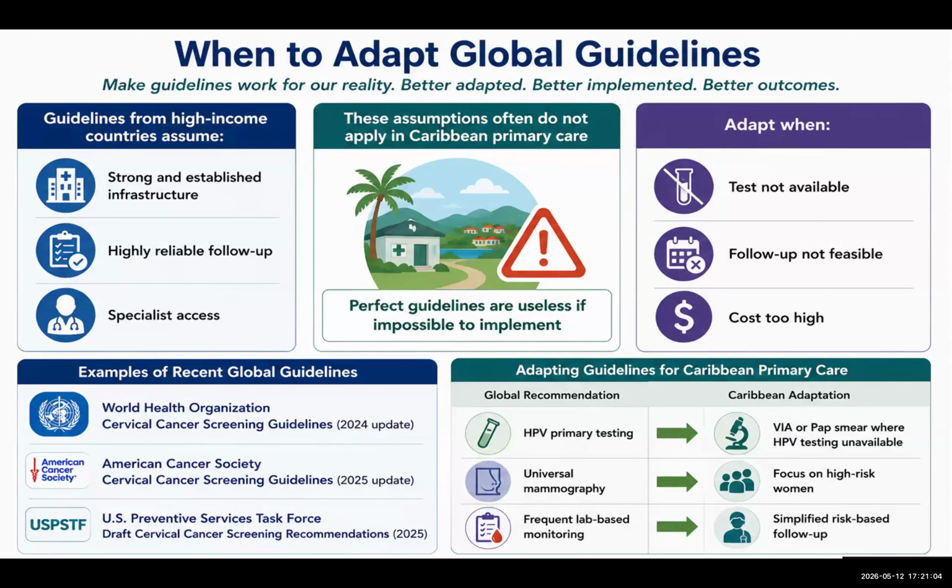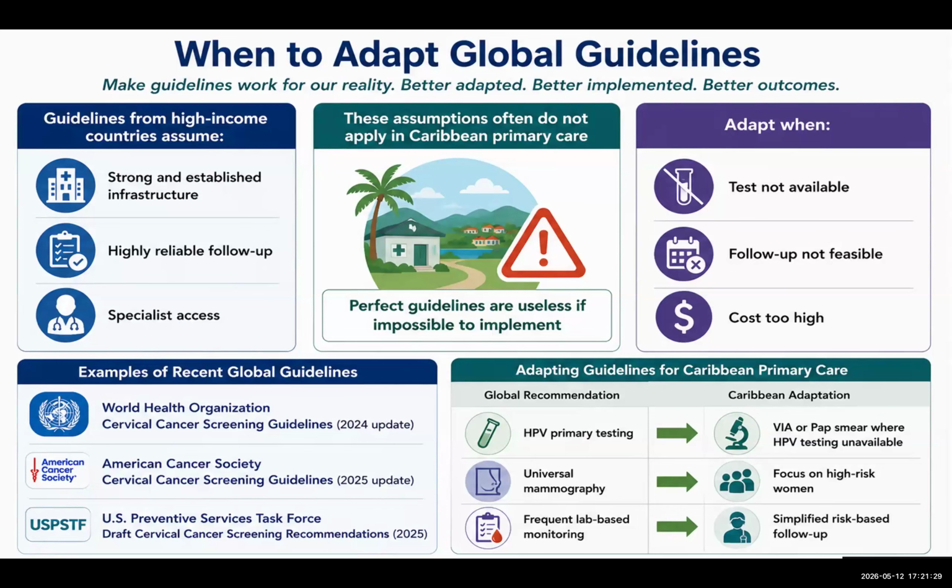So we would need to narrow the pool, which means focusing on high-risk women. And frequent lab-based monitoring, again, will overburden the entire system. So again, we have to simplify the risk-based assessment for follow-up. What we're trying to do is essentially an ethical consideration. We're balancing the ideal care needed for this patient versus the greatest population benefit.